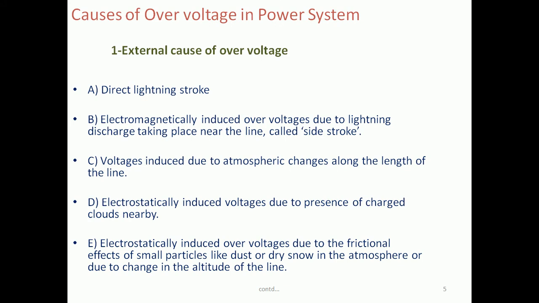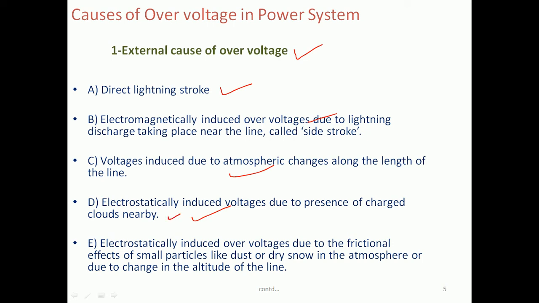Basically there are two types of causes of over voltage in a power system. The first is external, the other is internal. In external causes there may be a direct lightning stroke, or electromagnetic induction. Due to lightning there may be a voltage induced due to atmospheric changes. Atmospheric changes mean thunderstorm, heavy wind, heavy rainfall, and so on. Also electrostatically induced voltage due to the presence of charged particles or clouds nearby.